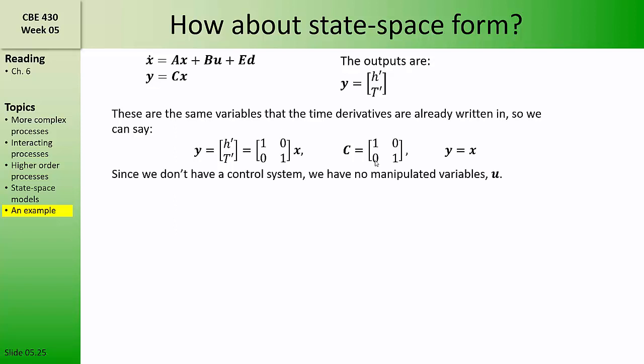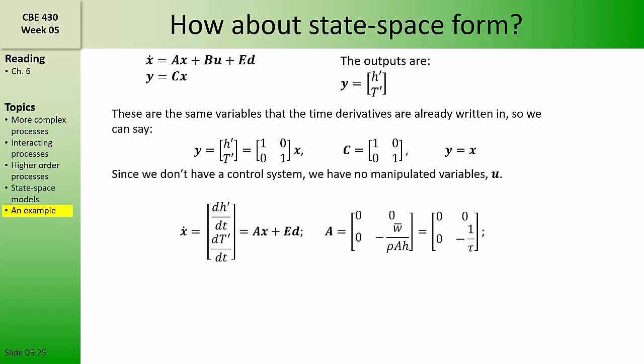Since we don't have a control system here, we don't have any manipulated variables u. All of the input variables are disturbance variables. So that means we can ignore the matrix B because u is the empty vector. Next, we write the time derivatives of the perturbation variables as a sum of the effects of the state variables and the effects of the disturbance variables.